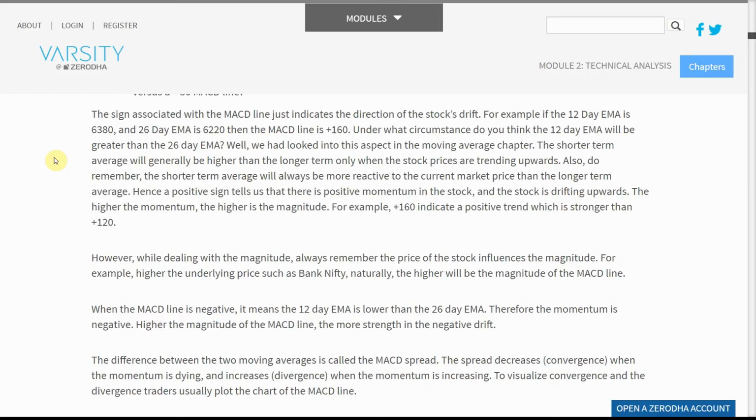For example, plus 160 indicates a positive trend which is stronger than plus 120. However, while dealing with the magnitude, always remember the price of the stock influences the magnitude.